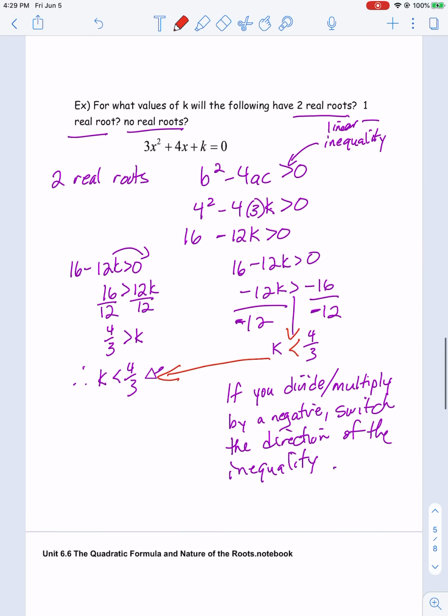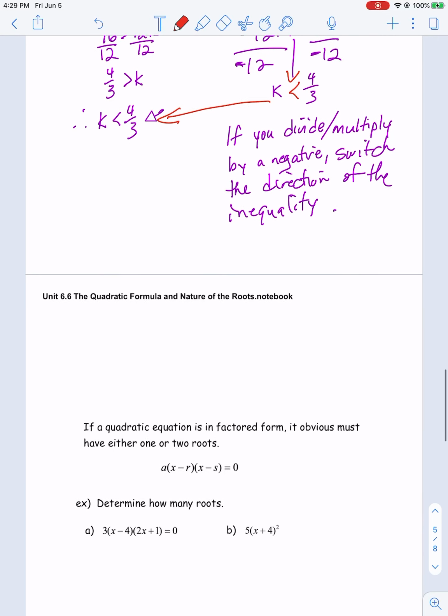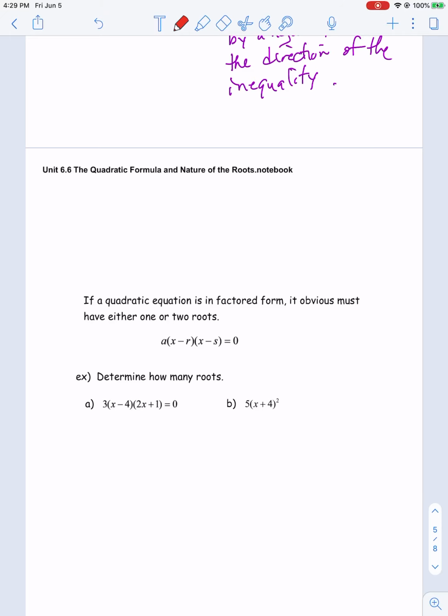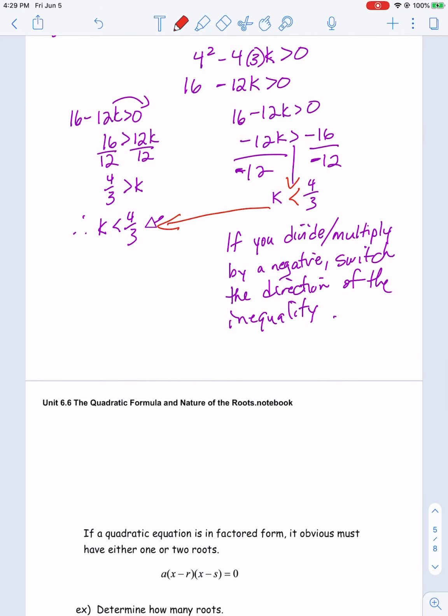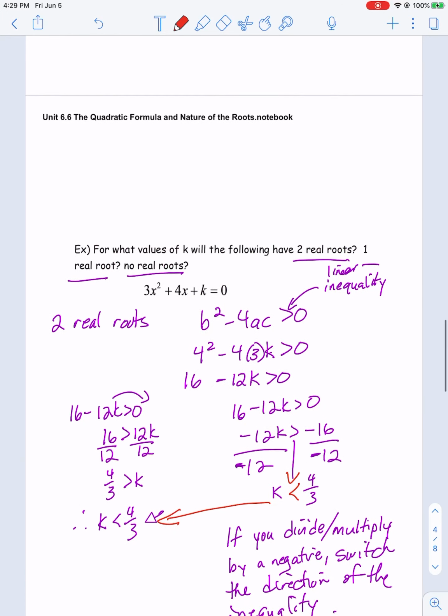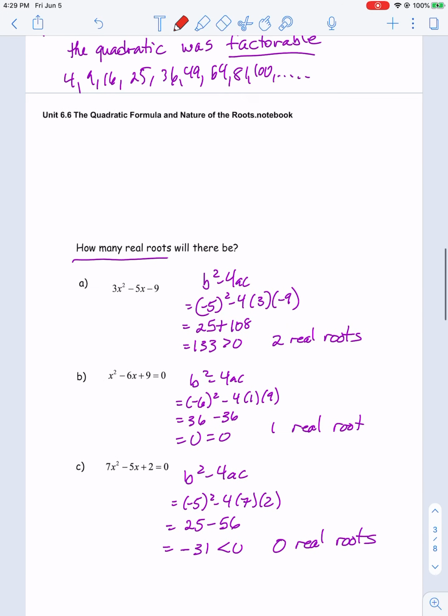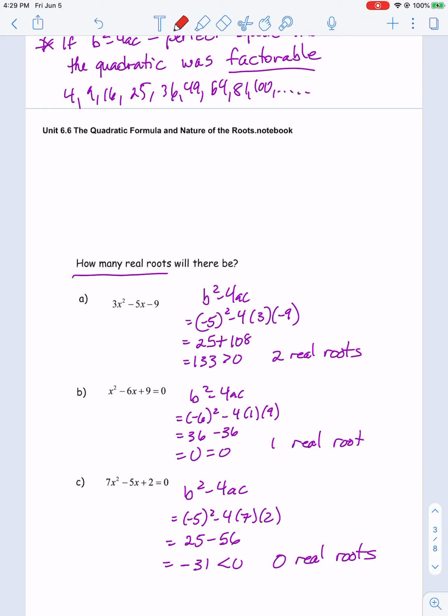All right, that's it for that. Now, if a quadratic equation is in factored form, so now we're just talking about nature of the roots. We're not talking about the discriminant anymore. We have completed everything that we need to know about standard form, so ax squared plus bx plus c equals 0.